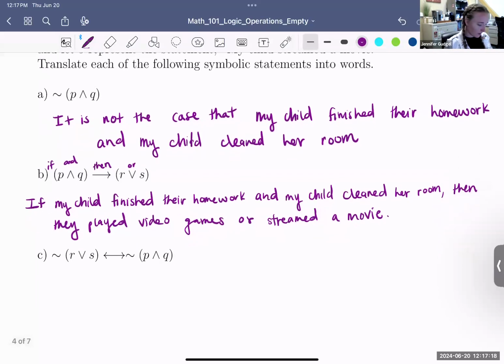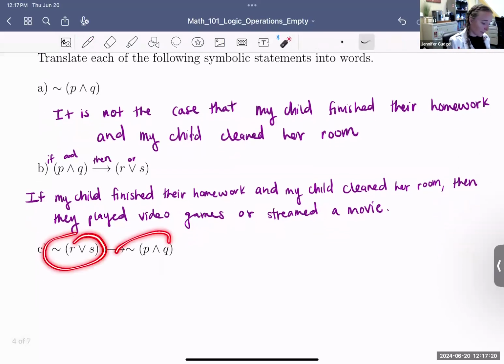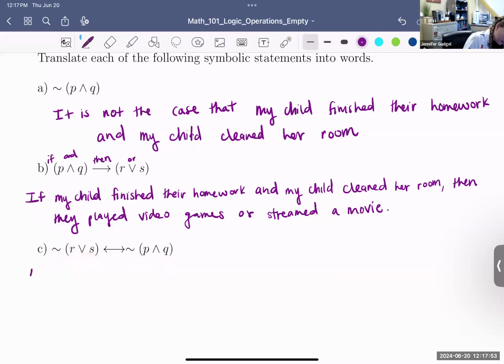All right, last one. We have the double negation of parentheses, okay? It is not the case that. This right here was our if and only if. So as I'm going to write this, I say not quantity R or S, if and only if, not quantity P and Q. But really I'm going to say it is not the case that R or S, if and only if, it is not the case that P and Q. That's how I'm going to write it in.